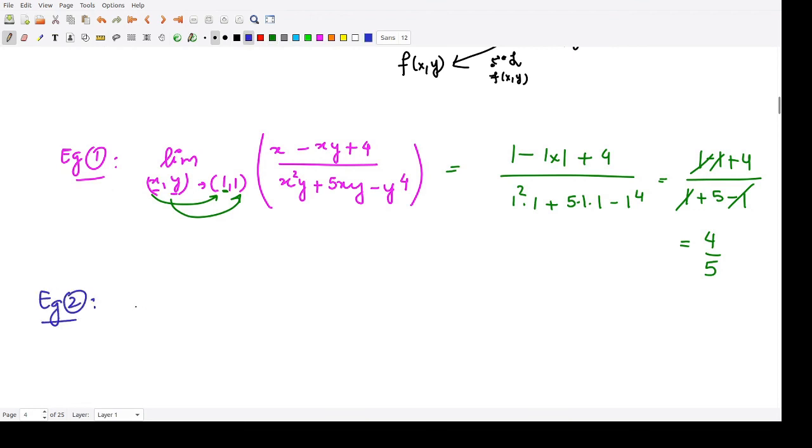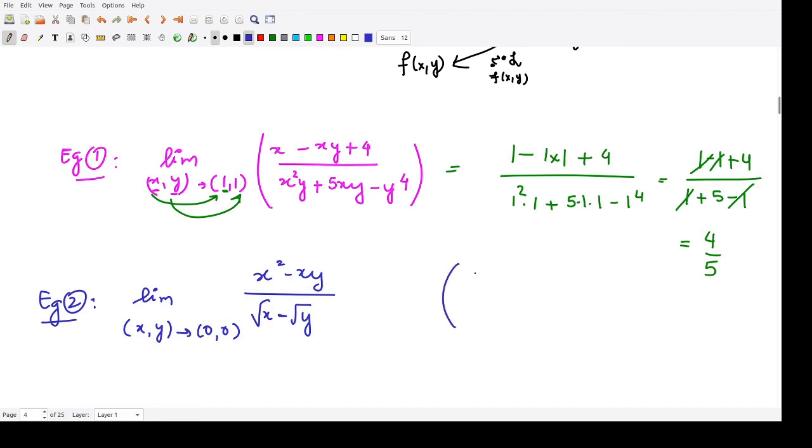Another example says calculate the limit as (x, y) tends to the point (0, 0) of the function (x² − xy) divided by (√x − √y). So how do you calculate this limit? When you directly substitute the value, let's see.